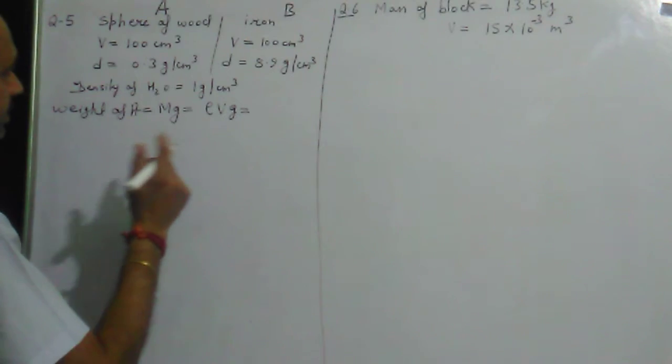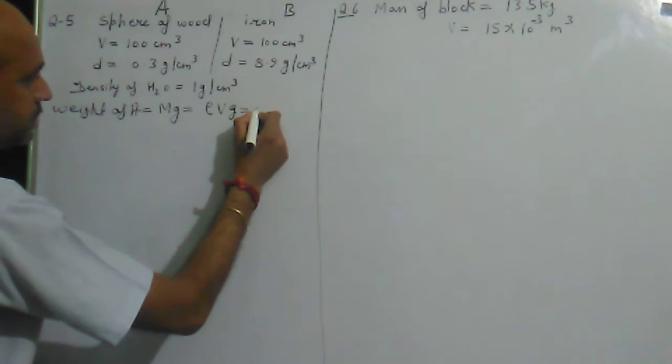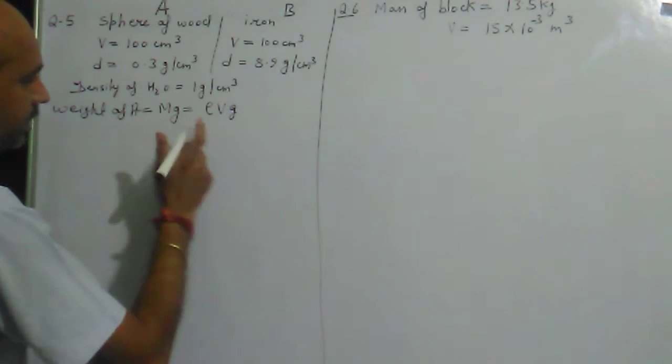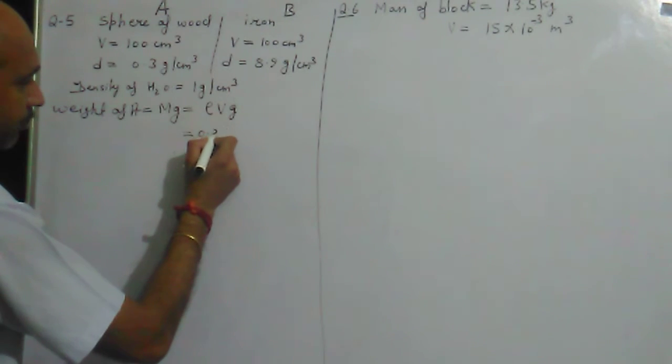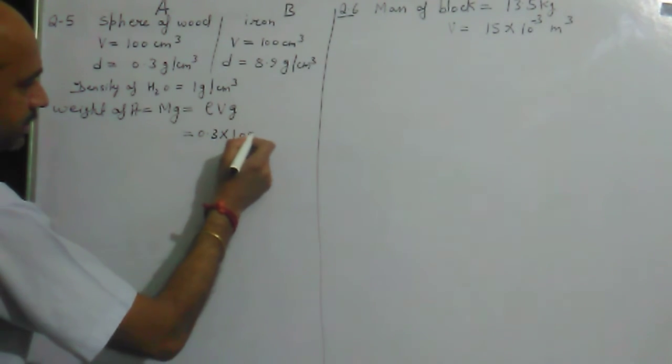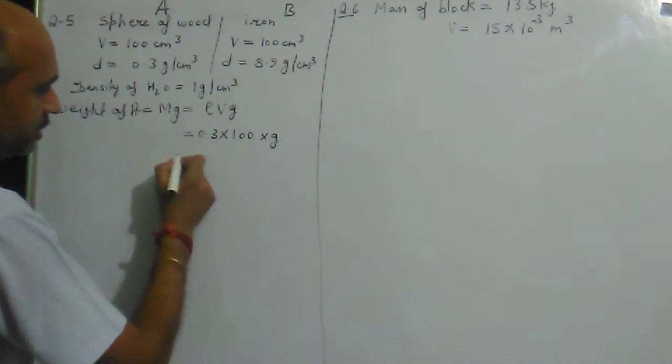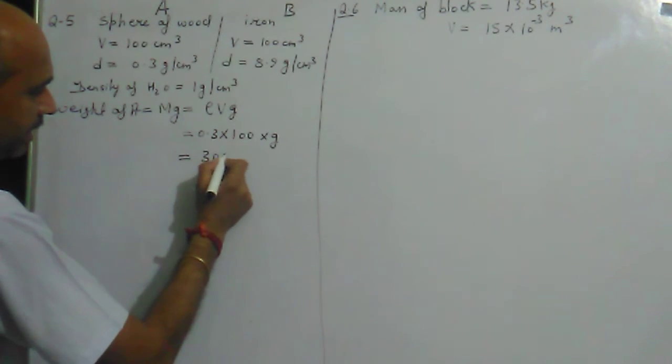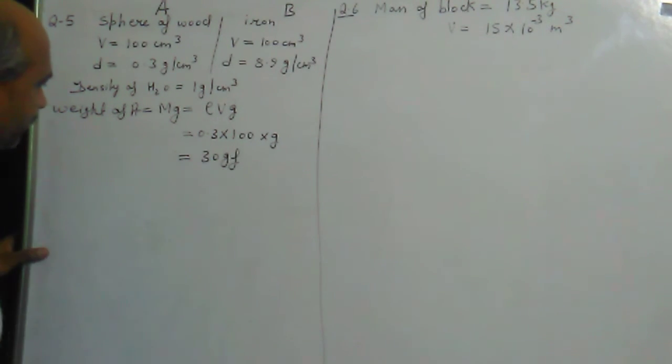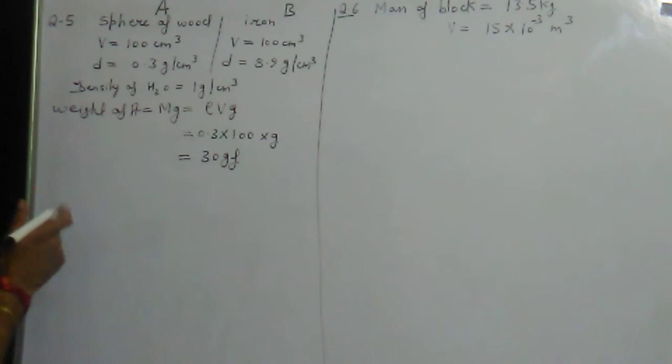Now put the value. The density is given to us. It is how much? 0.3. So we have put in 0.3. The volume is 100 and g means g only. So on calculating this, we are getting 30 gf. So this is the weight of the first sphere.